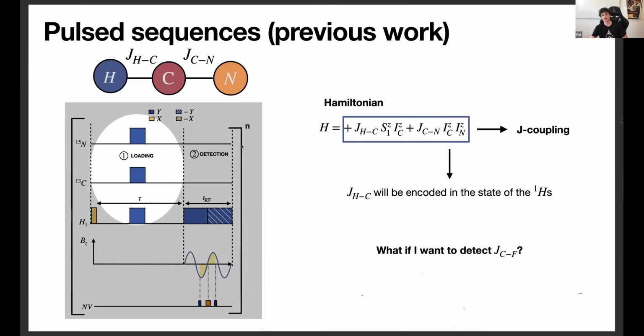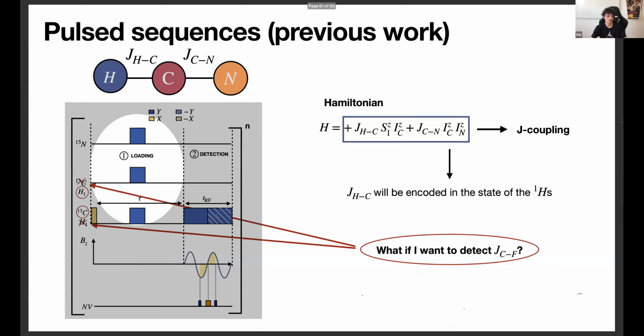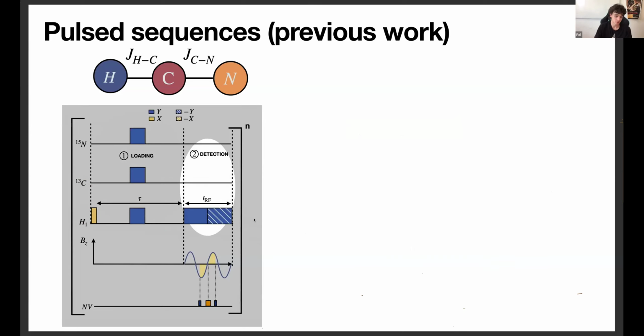So what now? What if I want to detect the other coupling? Well, the easy answer is, instead of reading the hydrogen, just read the carbon, right? And that's true. You just have to exchange the hydrogen and the carbon here, and then read the carbon. Okay, so far so good, but the problem comes now, in the detection stage.